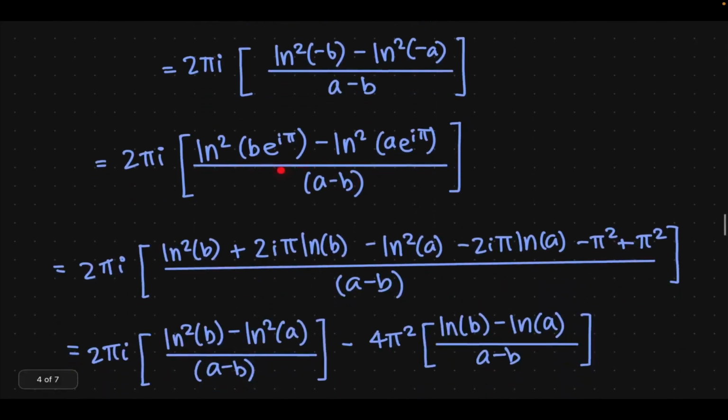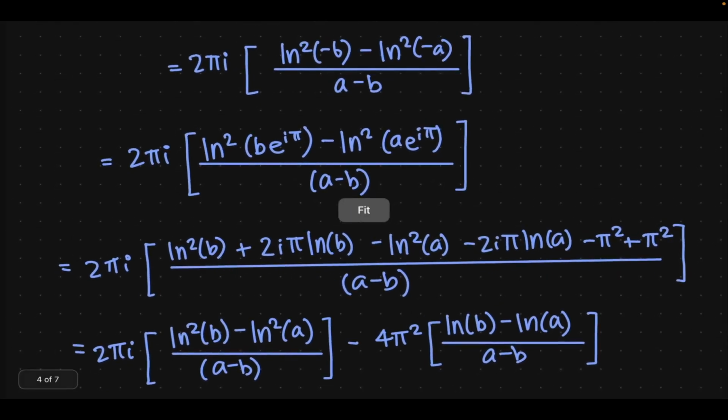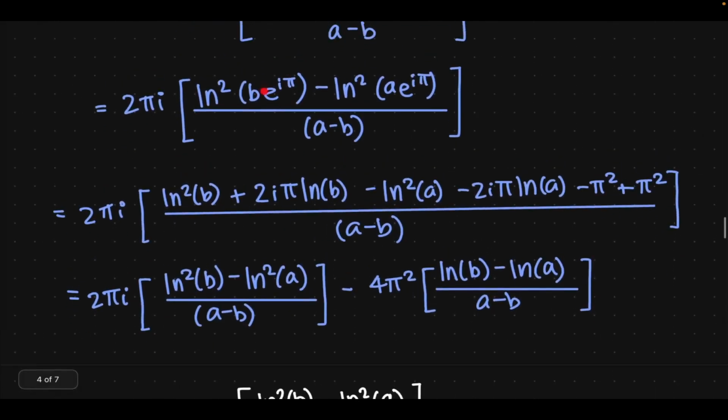And then I'm going to expand it, just like the product in the arguments is expanded in the square. So I'm going to have natural log squared b plus 2i pi ln b minus ln squared a minus 2i pi ln a, minus pi squared plus pi squared that come from the I pi whole squared terms in both the natural log expansions. So when I write that out, I get the imaginary term, which is 2 pi I times ln squared b minus ln squared a over a minus b, minus 4 pi squared ln b minus ln a over a minus b.